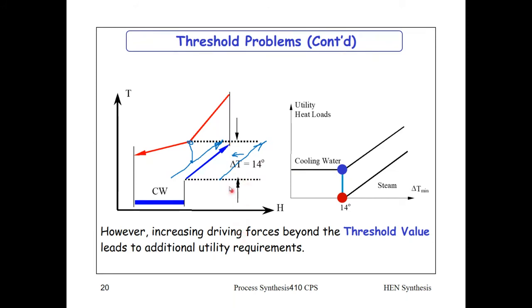So increasing the driving forces, this 14 degrees C, any further than 14 degrees C by moving it to this point here, beyond the threshold value, leads to additional utility requirements, and then we start going up these curves over here. We start needing steam, and that just doesn't make sense. Right, so that's the threshold problem.